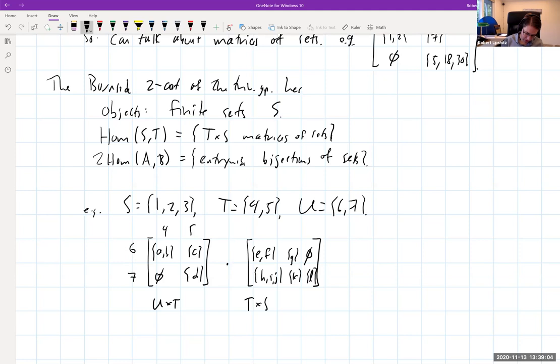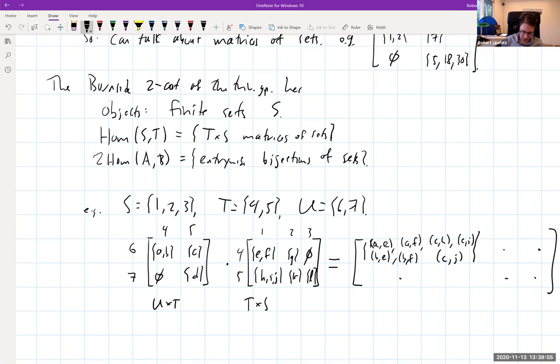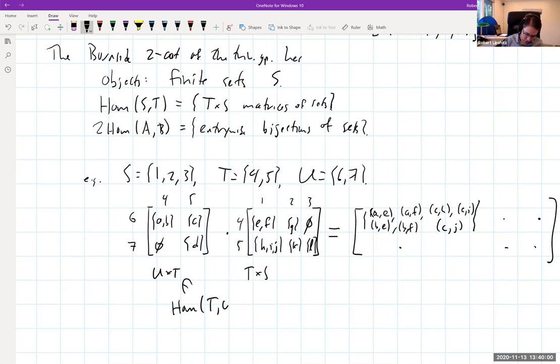And I can multiply those. Here I should tell you what the labels are. So that's 4 and 5 and 1, 2, 3. You do that in the usual way, which I have to use my fingers for. So for example, this top left entry of the product is AE, AF, BE, BF, CH, this is very exciting, CI, and CJ. And then there are some more entries. So this was an element in Hom from T to U, and this is an element in Hom from S to T, and this is their composition.